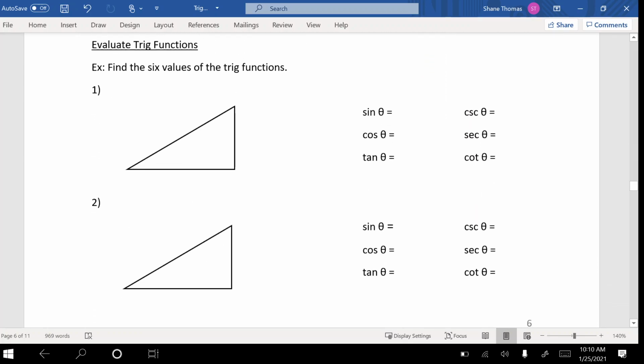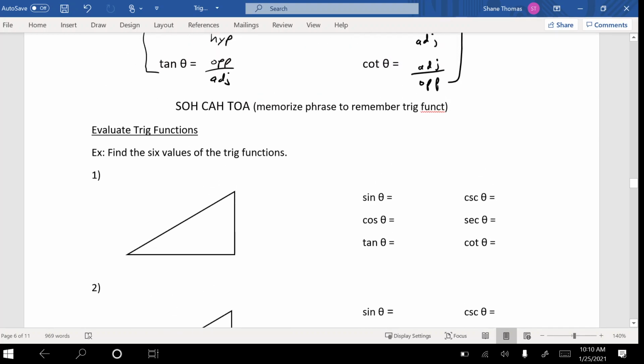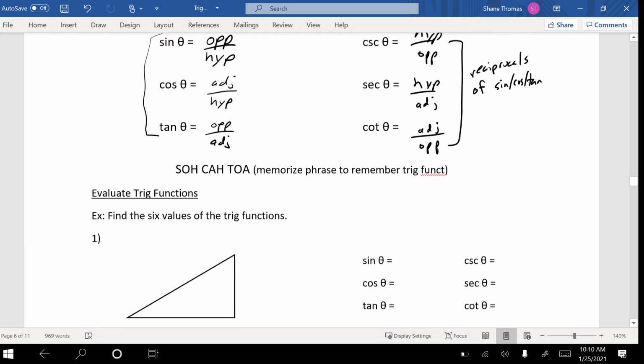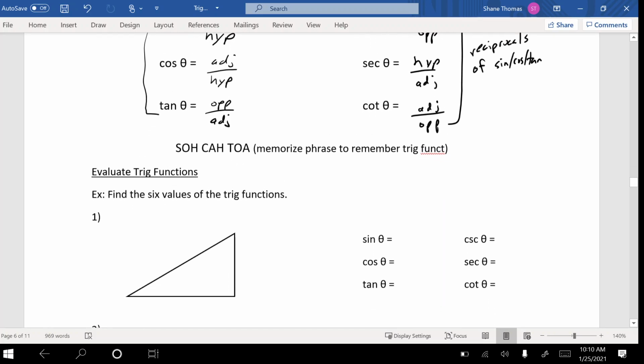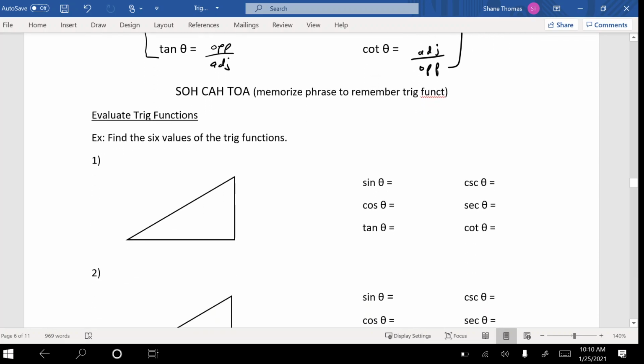SOHCAHTOA. All right. What? Sine, cosine, tangent. Okay. Good now? Sure? All right.